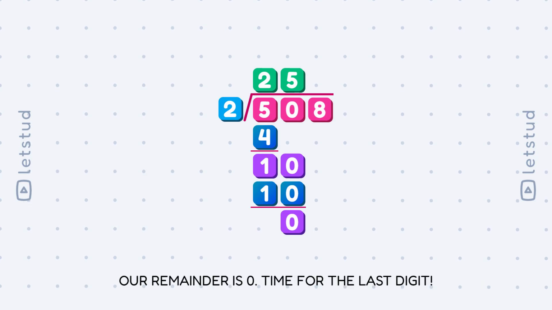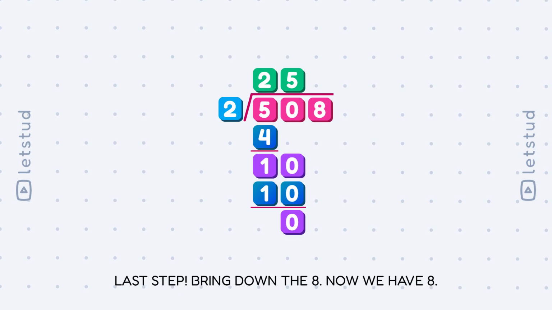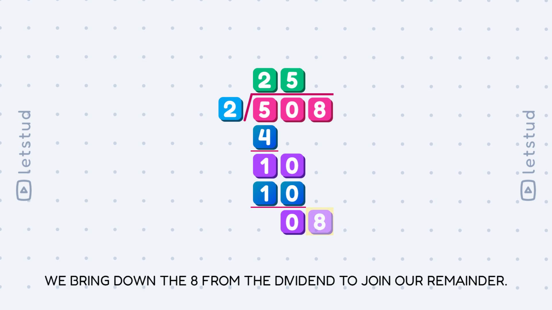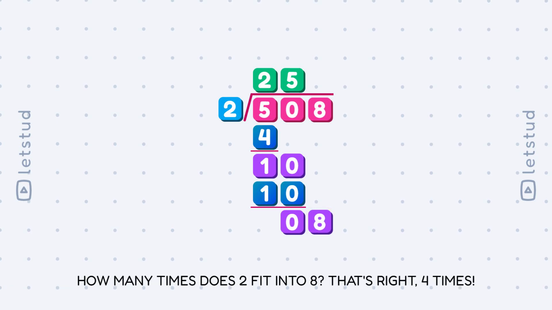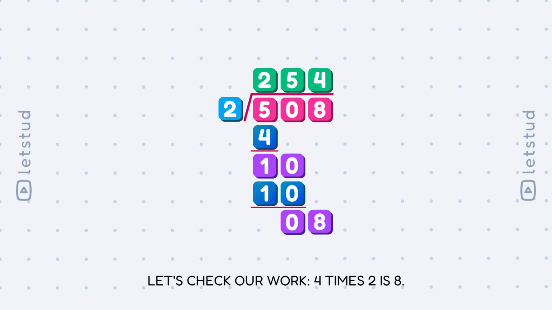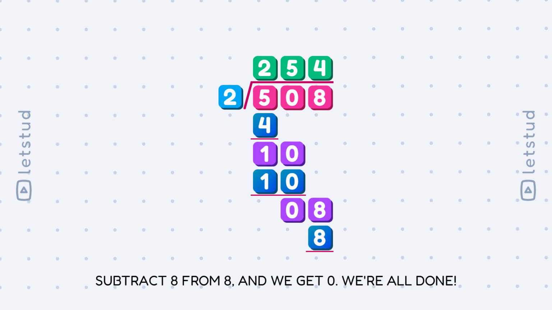Our remainder is 0. Time for the last digit. Last step, bring down the 8. Now we have 8. We bring down the 8 from the dividend to join our remainder. How many times does 2 fit into 8? That's right, 4 times. Let's check our work. 4 times 2 is 8. Subtract 8 from 8 and we get 0. We're all done. You did it.